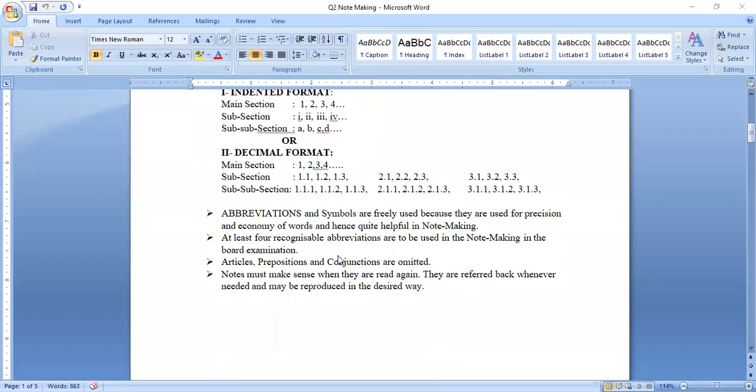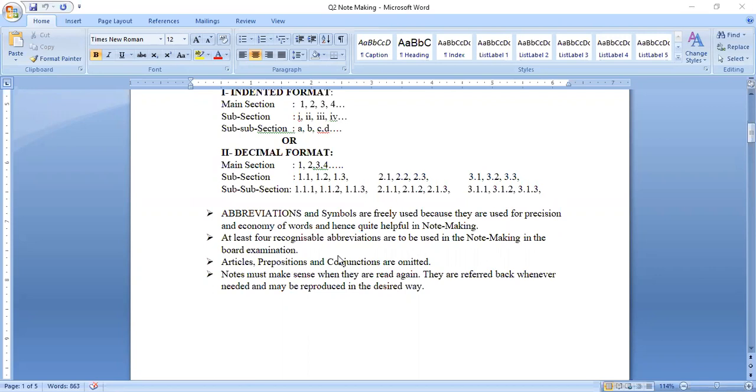Or you can go for decimal format. In decimal format, the main sections are 1, 2, 3, right? Subsections are 1.1, 1.2, 1.3, 2.1, 2.2, 2.3, 3.1, 3.2, 3.3, 3.4, 3.5, or 4.1, 4.2, 4.3, anything we can see. Then for a sub-subsection, in that 1.1, I have an additional thing. That means 1.1.1. Understand? 1.1.2, 1.1.3. Likewise, we can go.